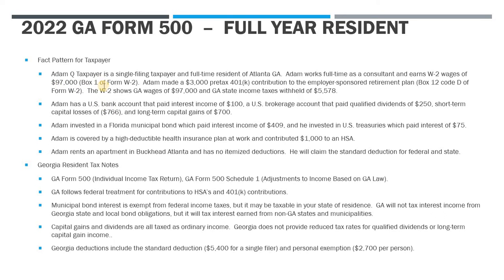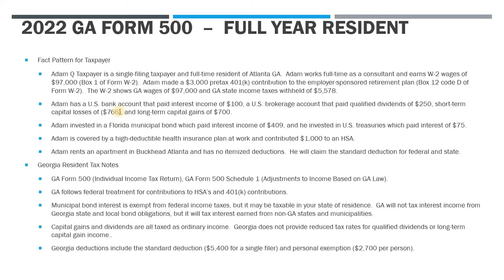So our taxpayer here, Adam Taxpayer, he is a single filing taxpayer, so unmarried, and a full-time resident of Atlanta. He works as a consultant, and his W-2 salary for the year, box 1, wages on his W-2 is $97,000. He also made a $3,000 pre-tax 401k contribution, and so that's also reported on his W-2. And the W-2 shows Georgia wages of $97,000, and he had Georgia state income taxes withheld of $55.78.